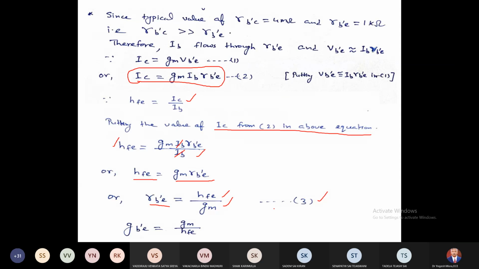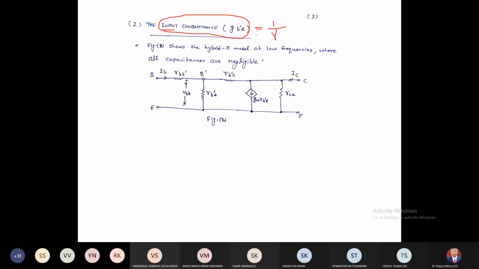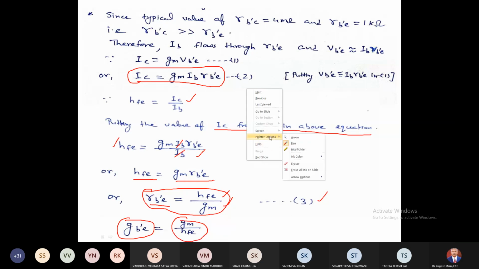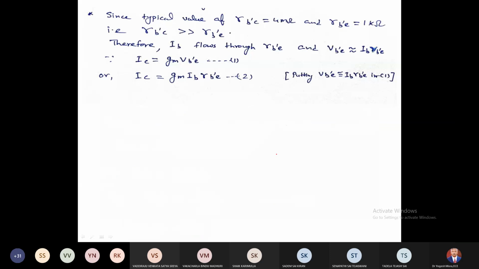And from here, see what we were calculating. We were calculating the conductance, right? GB'E, and GB'E already I told you it is 1 by RB'E, right? So RB'E we have calculated. It is this. So what is GB'E? It is the reverse of expression number 3. So it is GM by HFE. So in this way we can find the input conductance, right?